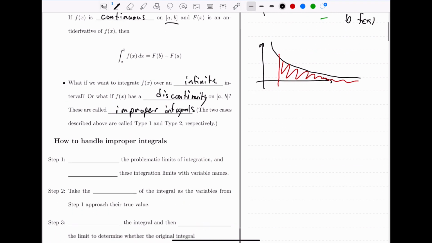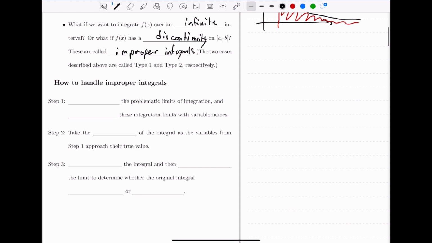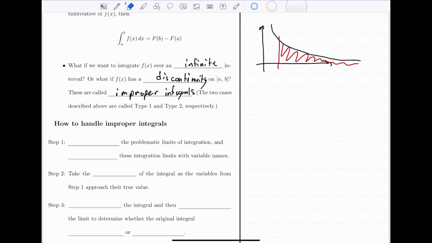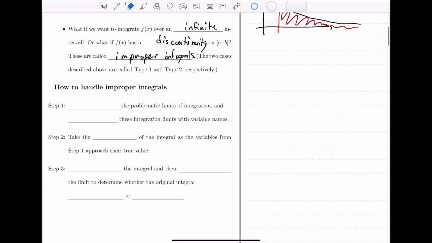We have two main types of improper integrals. Integrals where we're trying to integrate over an infinite interval, or when we have a discontinuity over the interval of integration. These are called type 1 and type 2. It's not really important that we understand which one's which. It's just important that we understand that we have two different types. So how do we handle these improper integrals?